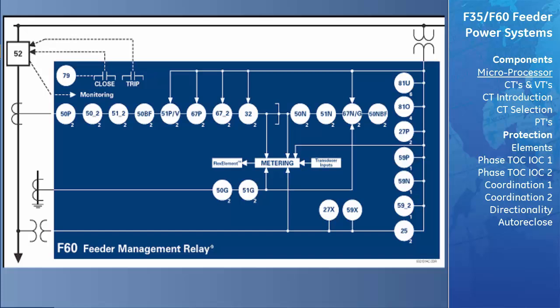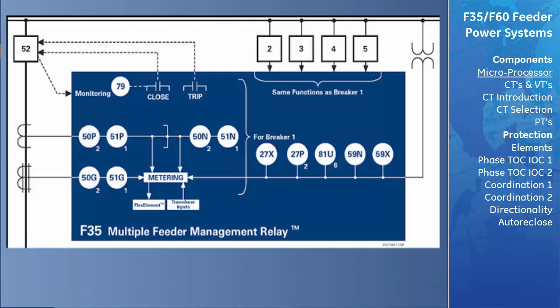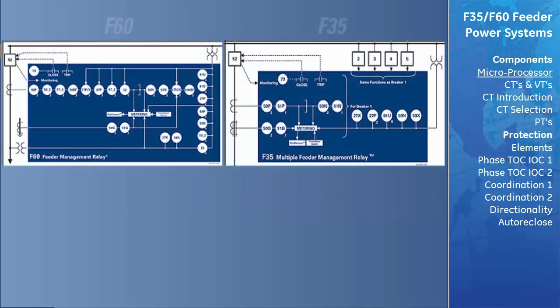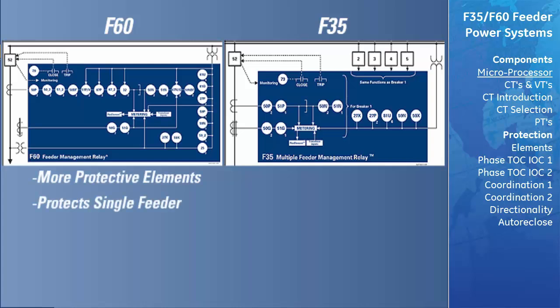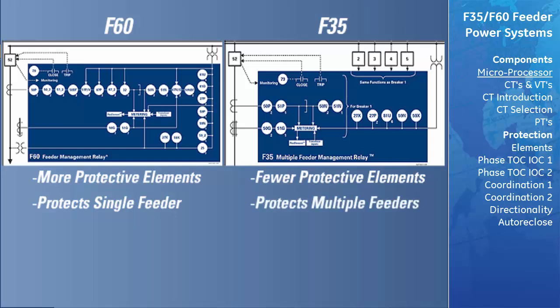Here's the single line diagram for the F60 universal relay. Here's the single line diagram for the F35 relay. A quick comparison of the two diagrams summarizes the differences between the two relays. The F60 has many more protective elements than the F35, but is designed to protect a single feeder. The F35, on the other hand, may not support all the protective elements that are supported by the F60, but can support up to 6 feeders. If the elements supported by the F35 were sufficient to protect a given group of feeders, the F35 would be a more economical solution than 6 separate F60s.